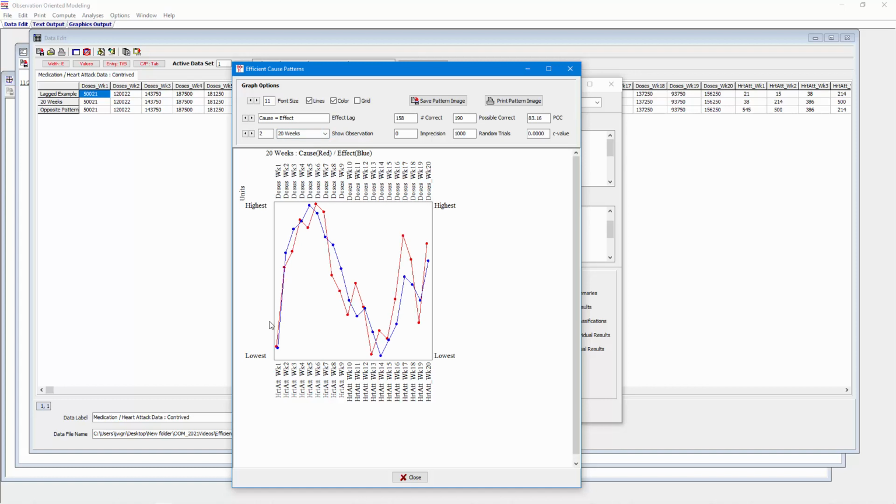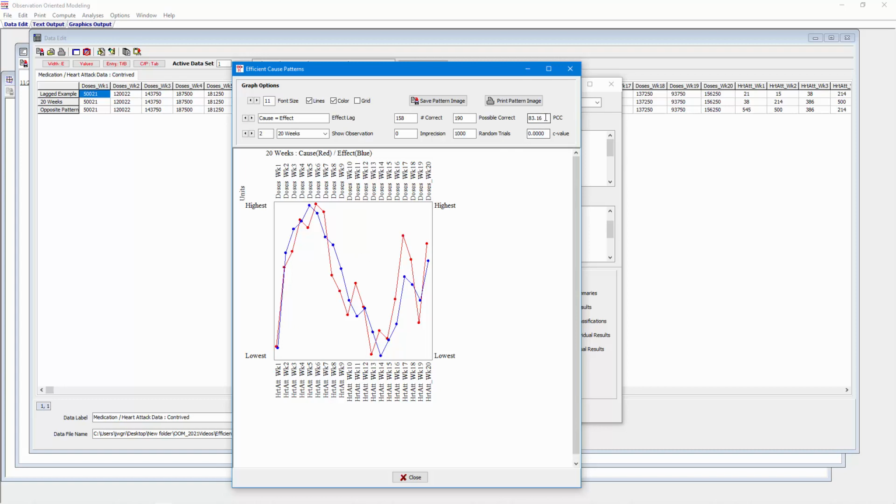Here you see that the cause is the red line, arranged from lowest to highest on the left, and on the right from lowest to highest is the effect. We have the dosages across the top for 20 weeks and the heart attacks across the bottom for 20 weeks. As we see from week 1 to week 2, the cause and effect both increase, they keep increasing, and then there's a little bit of a mismatch, but overall as the cause increases, the effect increases, and as the cause decreases, the effect decreases. We can see that pretty clearly by looking at how the red and blue lines line up.